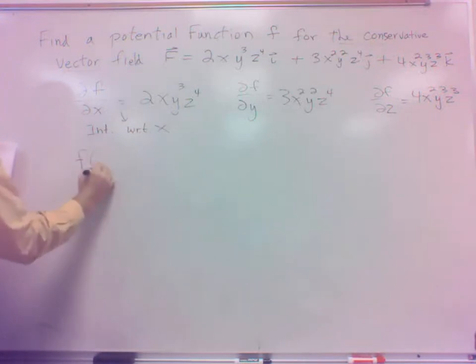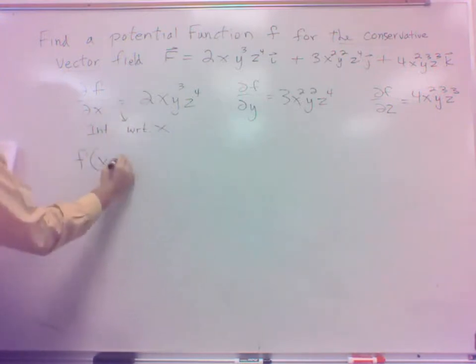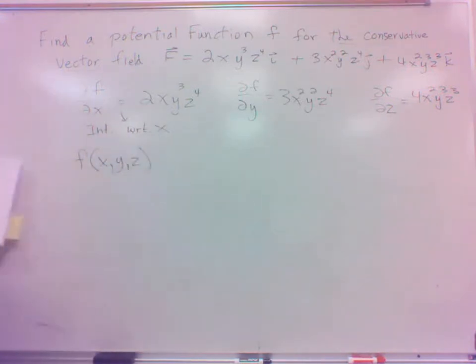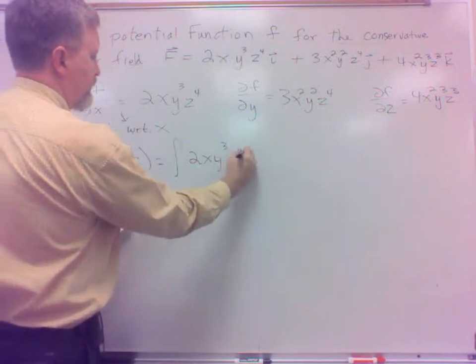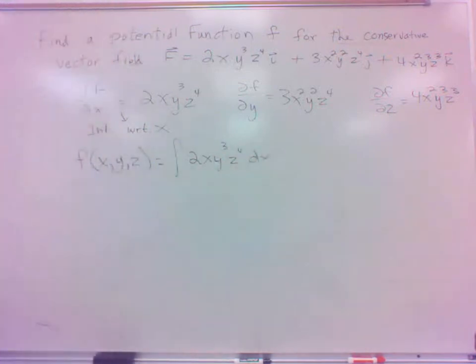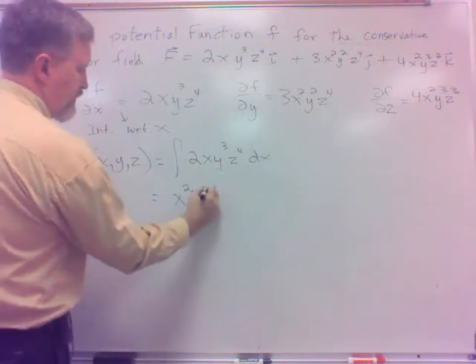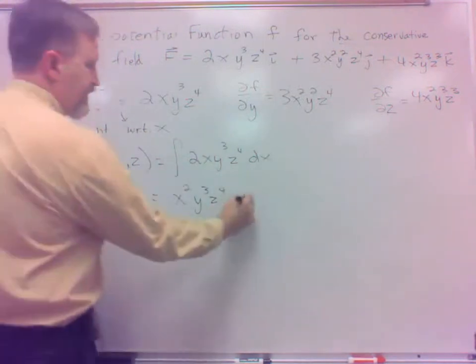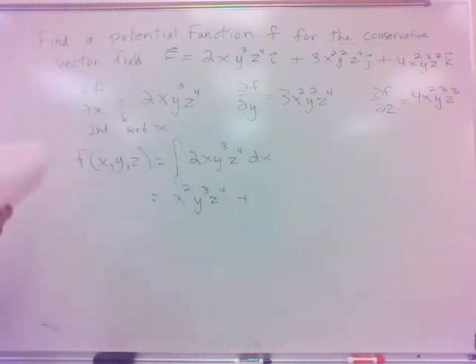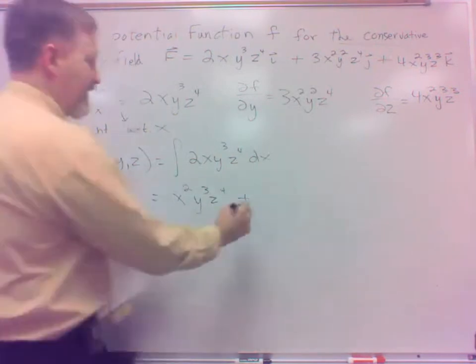So that'll give us f, and we're doing 3 dimensions, so 3 variable f(x, y, z). That would be equal to my integral of 2xy cubed z to the fourth with respect to x. So that'll be x squared y cubed z to the fourth, as we're integrating with respect to x, plus something constant, but in this case, the y and the z are kind of our constants, right?